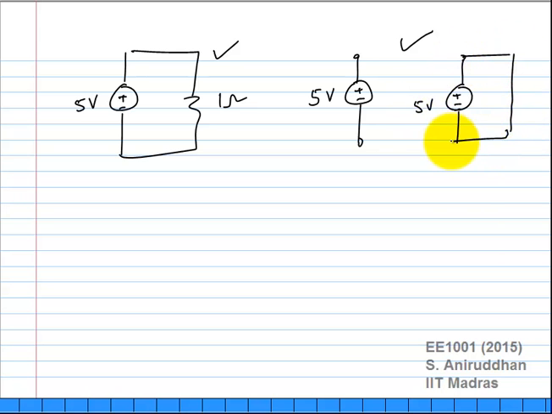Can I do this? What is this? This is a wire. Can I do this? No, I can't. Why not? Because KVL is not satisfied, right? This is the trivial case of the previous one where I had V1 and V2.